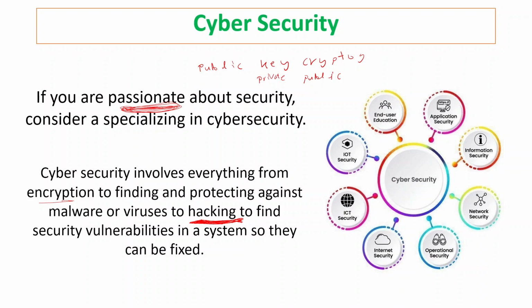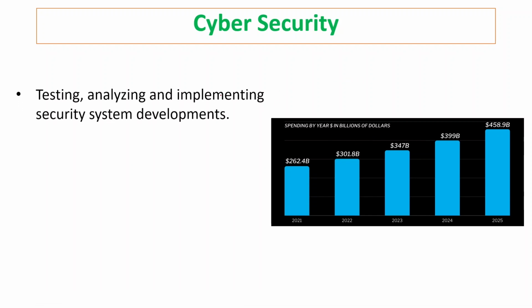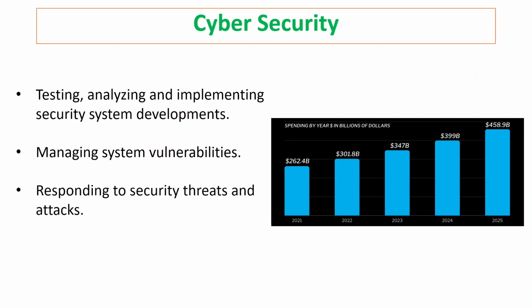So when it comes to cybersecurity, we have these fields: IoT security, end user education, application security, information security, network security, operational security, internet security, and ICT security. We have so many fields. So you can see the spending on cybersecurity. And these are the tasks: testing, analyzing, and implementing security systems for development, managing system vulnerabilities, responding to security threats and attacks, and developing threat prevention strategies.